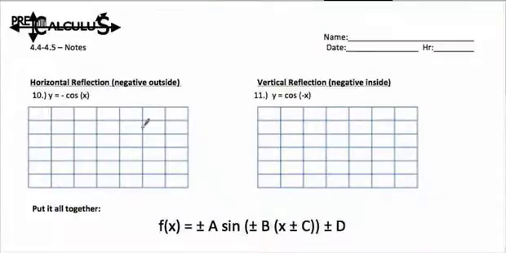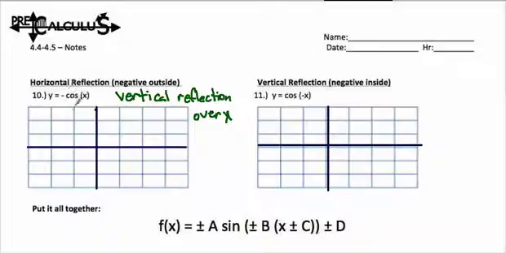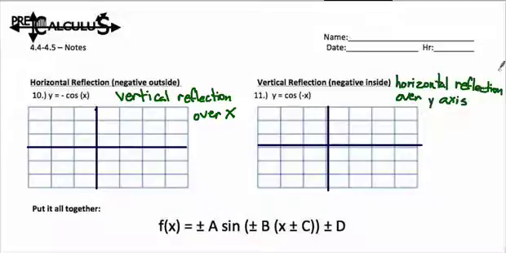Look at reflections. Nothing's tricky about these either. We're simply going to reflect them, but some weird things happen because of the symmetry of our graphs. Okay, so remember on the outside we have a vertical reflection, which means it's going to be over the x-axis. And over here, since it's on the inside, it's going to be horizontal reflection over the y-axis. Okay, so go ahead and pause the video and see if you can draw in your parent function and then also the reflection.